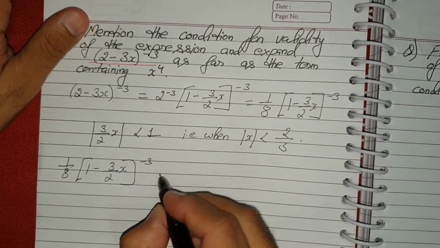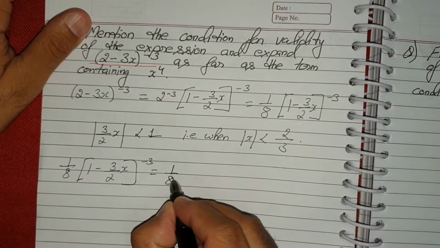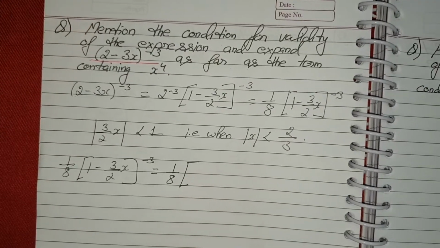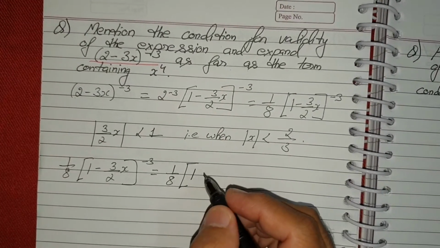Now let us start the expansion. So this is 1 by 8. Now by the formula, in the formula this is 1, now again check the formula.